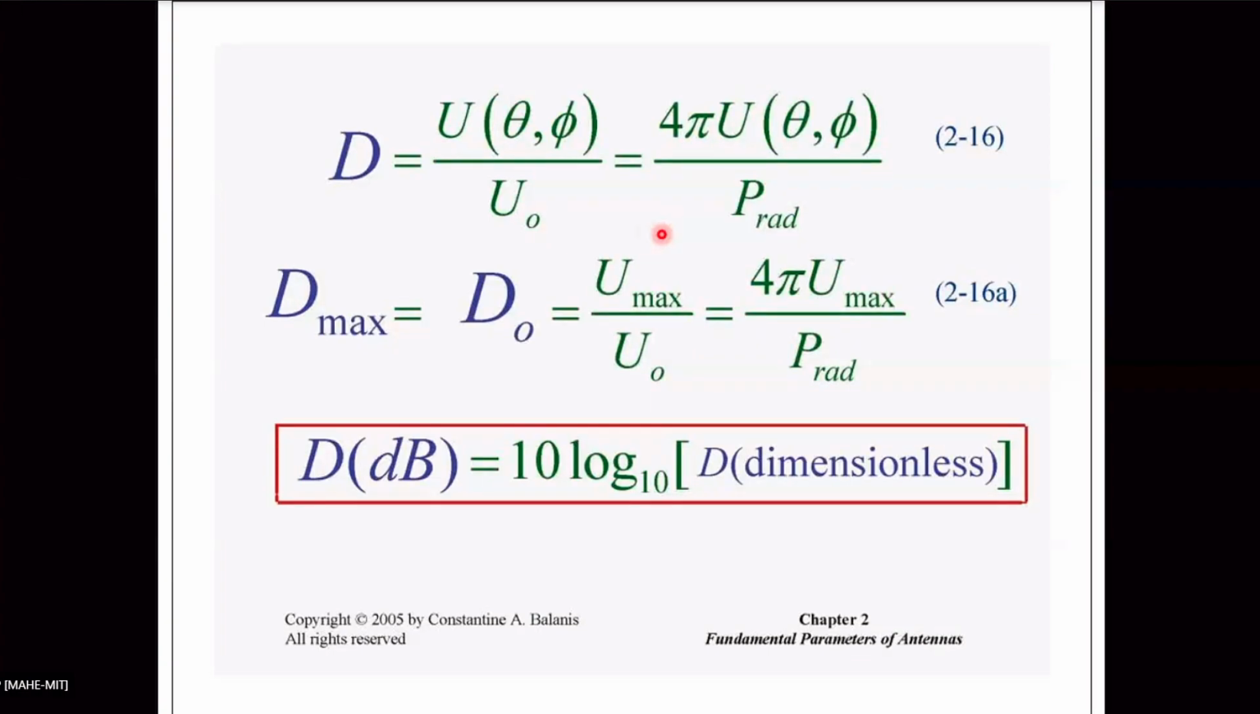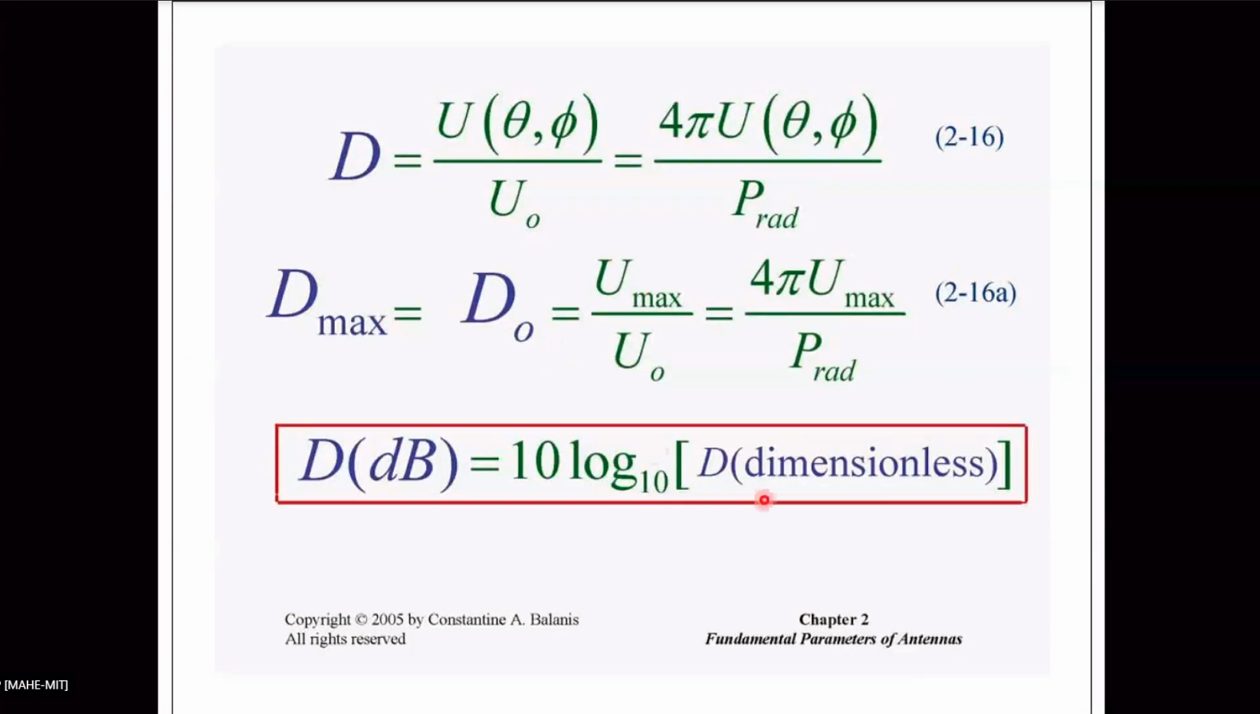If they don't say to find D at given values of theta and phi, it means that D naught is being asked. It is implied that you should find D naught. If theta and phi are not given, it means that you have to find D naught.